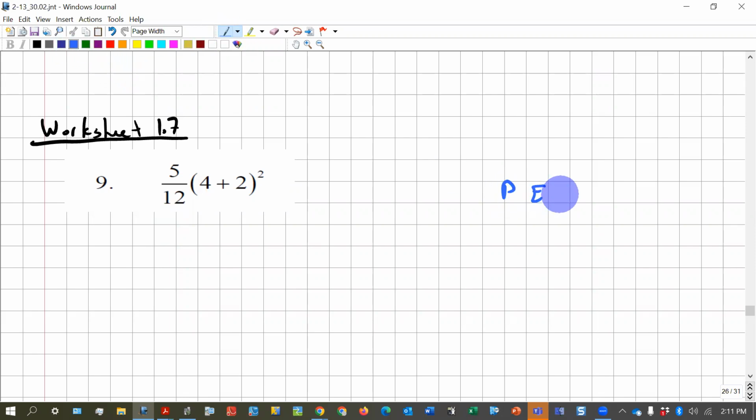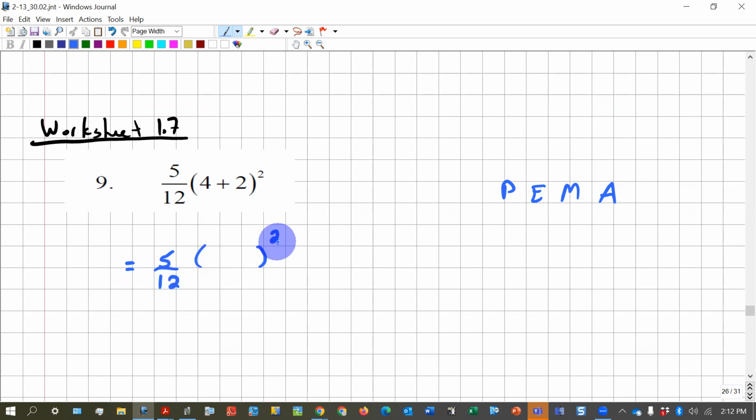Order of operations. Work inside parentheses first. Do we have any parentheses in this problem? Yep. How many sets of parentheses? Just one. Are there any operations inside the parentheses? There's one addition inside the parentheses. So I'm going to work inside parentheses first.